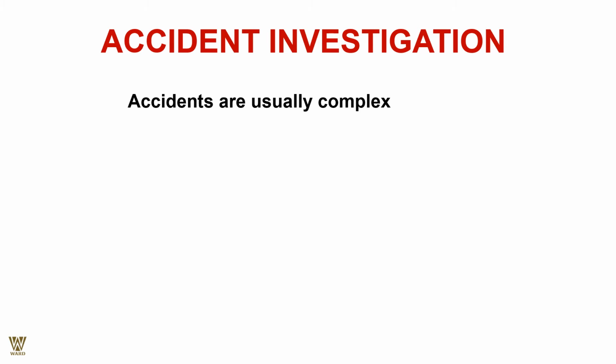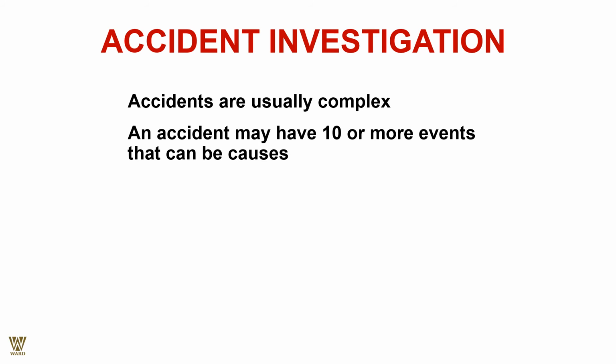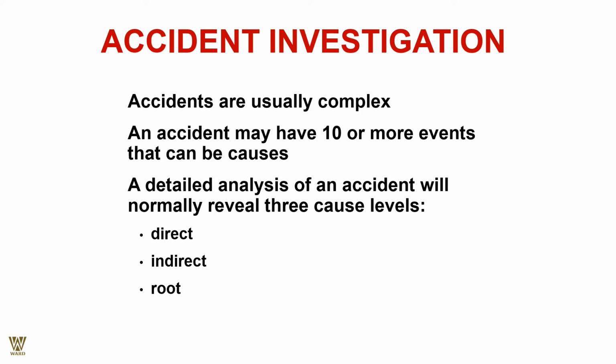Talking about accidents, accidents usually are unplanned, probably yes, unwarranted, probably yes, and often happen because of a variety of reasons. They are quite complex in nature. So an accident may have 10 or more events that can cause it altogether. A detailed analysis of an accident will normally reveal three causes.